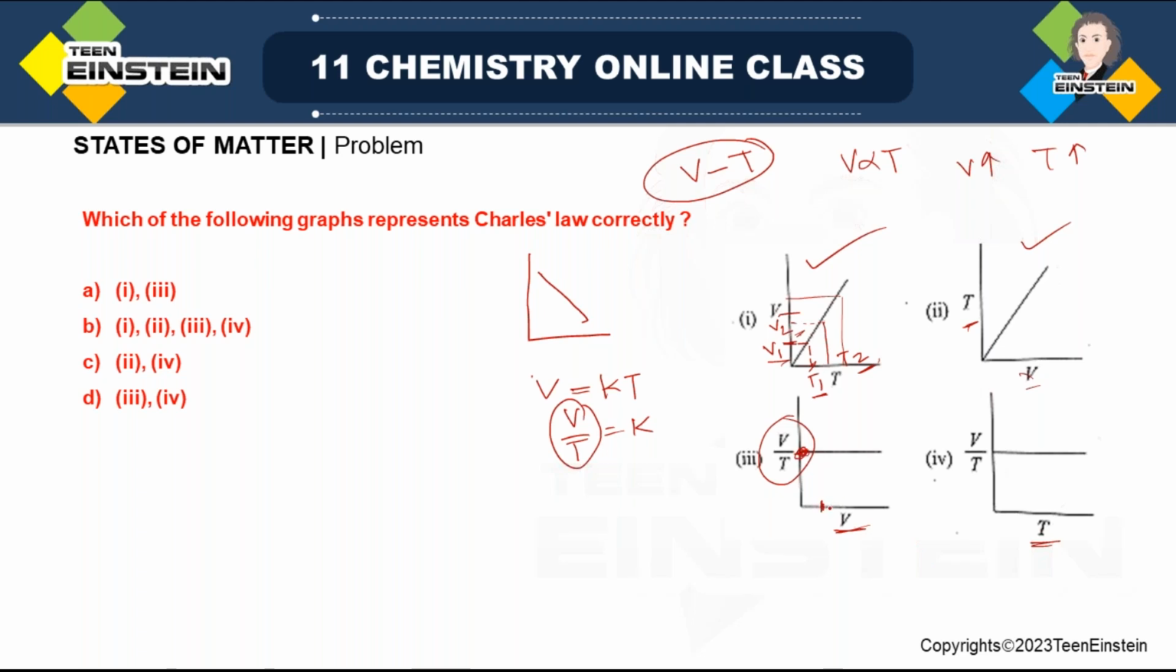You are increasing the volume from here to here, but the value is not changing. That is, the ratio of V by T is not changing. And that is true. So this is also correct. So all the graphs are basically representing Charles' law correctly. Option B, correct option.